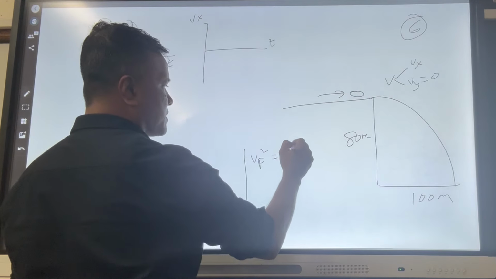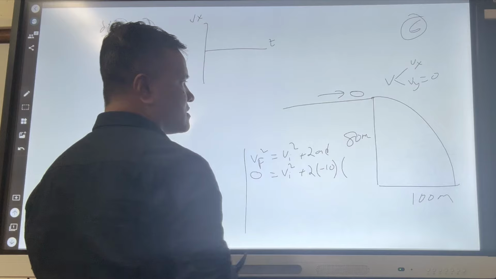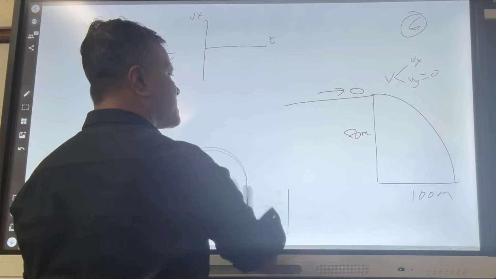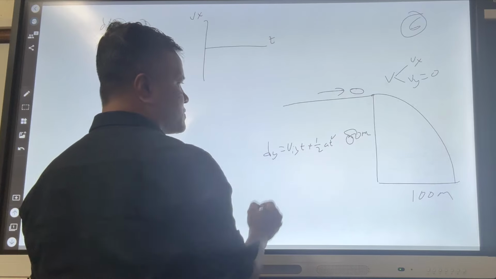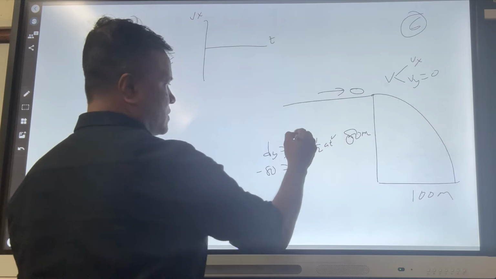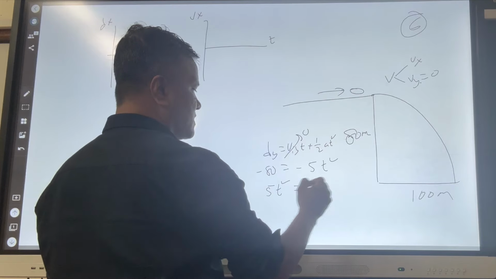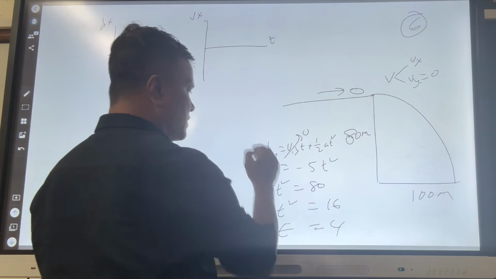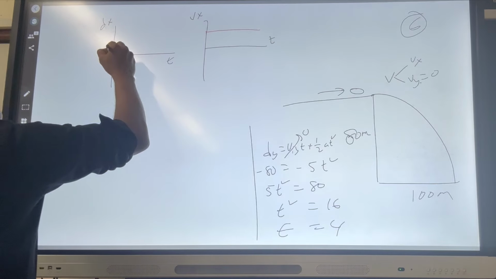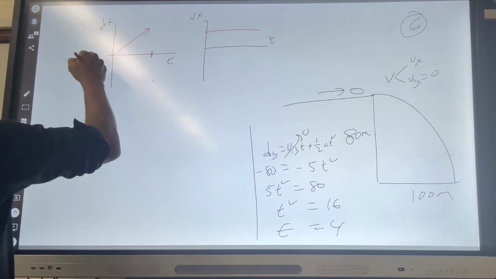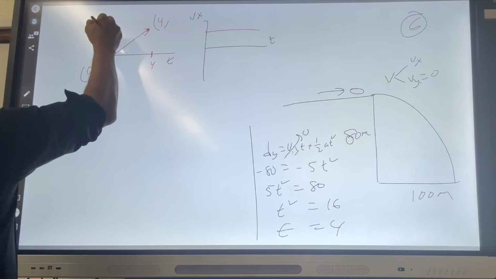v_f squared is equal to v_i squared plus 2ad. v_f squared is 0. Let's find the time. To find the time, d_y is equal to v_iy t plus half a t squared. So d_y is negative 80, v_iy is how much? 0. So negative 5t squared. So 5t squared is equal to 80, t squared is equal to 16, t is equal to 4. Good, we know the time. To know the time, you can almost do everything. So this is v_x, this is d_x. Okay, so this is 0, 0, and this one would be 4, comma, d_x 100, so 4, comma, 100.